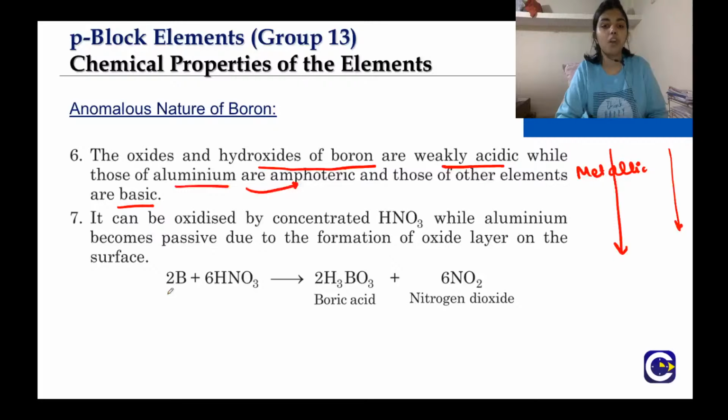Now, boron can be oxidized by nitric acid to give boric acid plus nitrogen dioxide. But if we compare aluminium, as we have already studied, due to the formation of an oxide layer on its surface, aluminium does not react with concentrated HNO3.